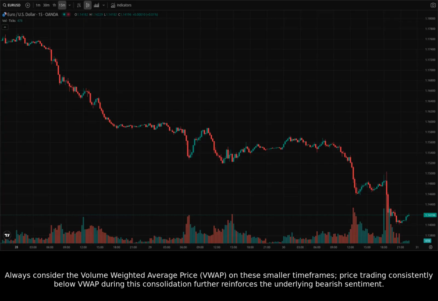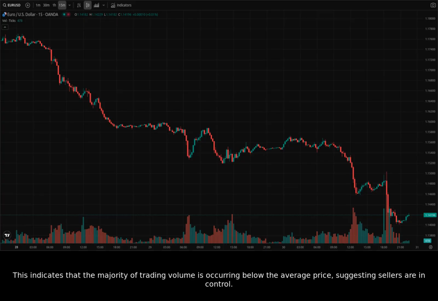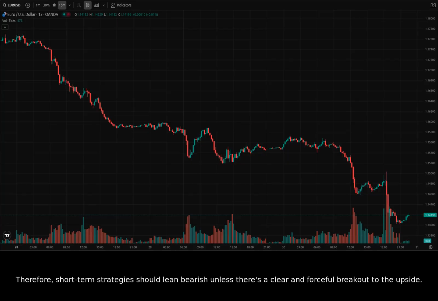Always consider the volume-weighted average price, VWAP, on these smaller time frames. Price trading consistently below VWAP during this consolidation further reinforces the underlying bearish sentiment. This indicates that the majority of trading volume is occurring below the average price, suggesting sellers are in control. Therefore, short-term strategies should lean bearish unless there's a clear and forceful breakout to the upside.